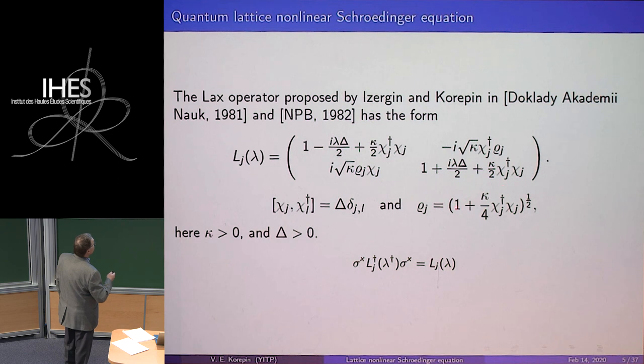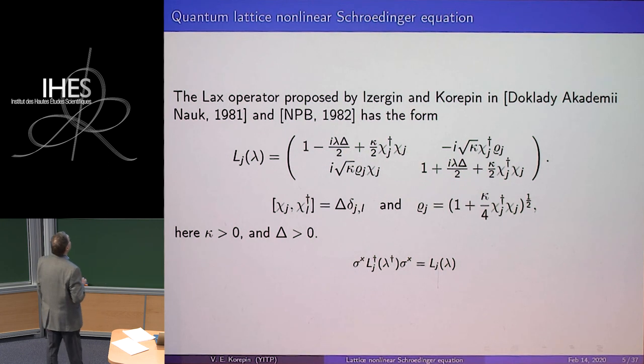Rho is a square root of this one, the coupling constant, kappa, and the number of particles at lattice site number j, the lower index. That's mainly a modification of the off-diagonal elements by this square root, but also some correction on the diagonal, this number of particles. So this is the exact L operator. This is the L operator for the lattice nonlinear Schrödinger.